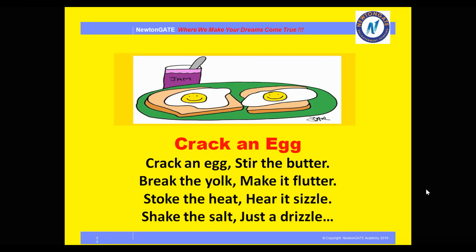Crack an egg, stir the butter, break the yolk, make it flutter, stoke the heat, hear it sizzle, shake the salt just a drizzle. So I think you all have guessed it correctly, since it is very easy and it's very funny as well, isn't it? So you are absolutely correct. It is an example of onomatopoeia. And why is it so? Because here we are having the sounds of cracking, stirring, breaking, fluttering, stoking, sizzling, shaking and drizzling.